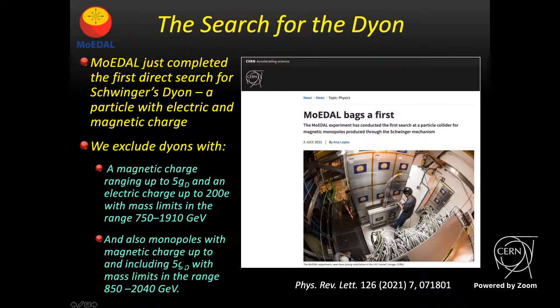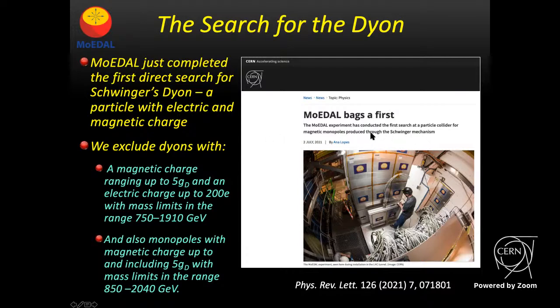This is for the dyon. And we also looked, obviously, for monopoles where we don't have an electric charge, and we've penetrated up to 5 GD with mass limits slightly higher. And here you see the CERN report on this. MoEDAL is first, and that is, of course, the first.